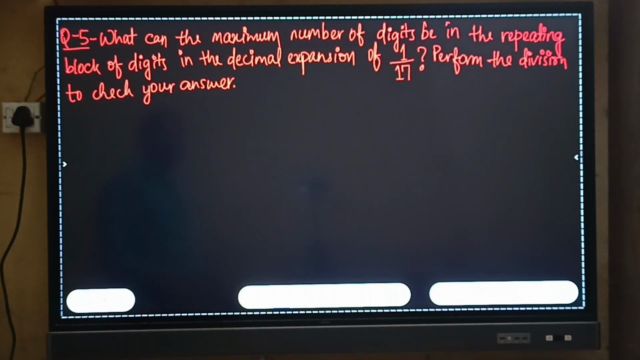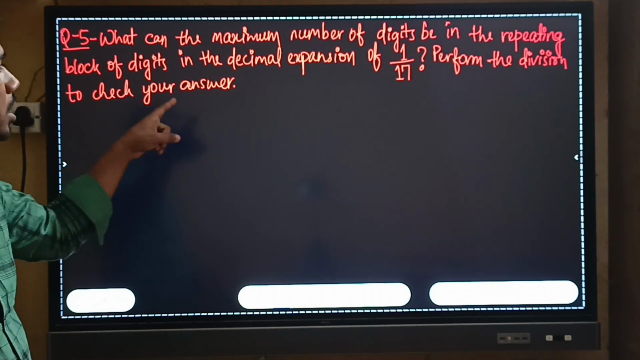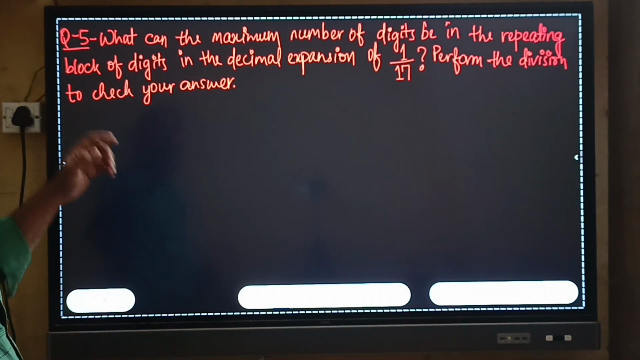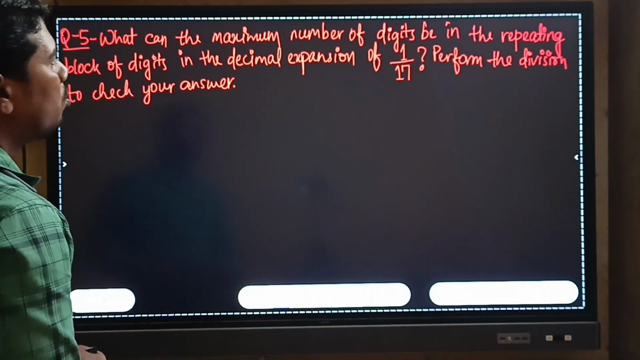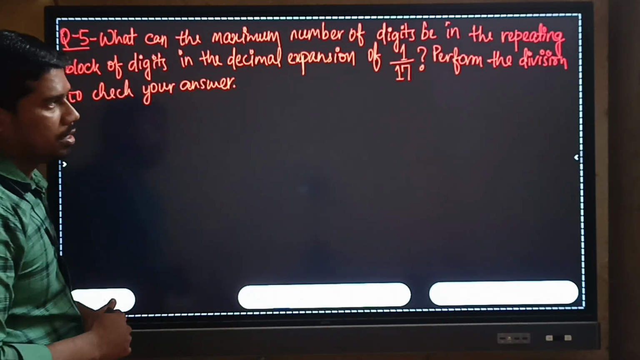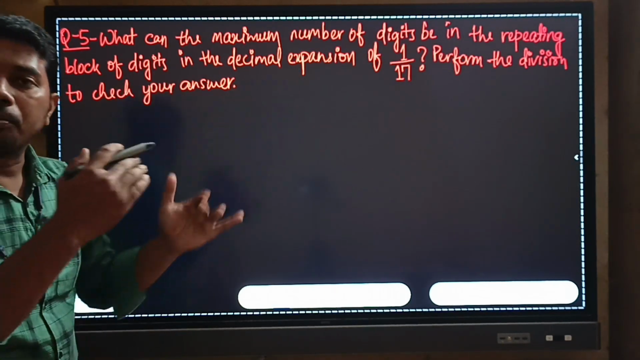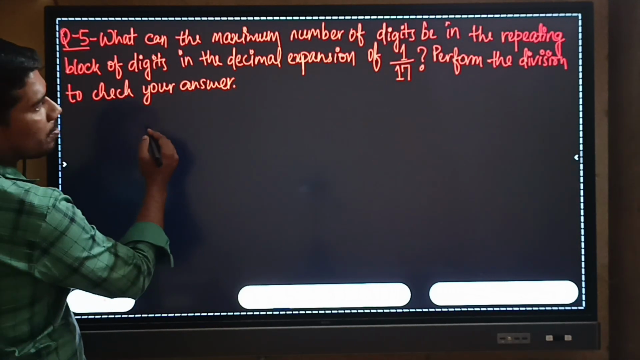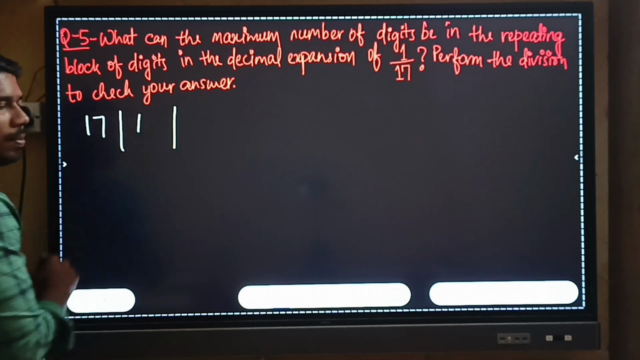Okay. Next question is question number 5. What can be the maximum number of digits in the repeating block of digits in the decimal expansion of 1 upon 17? Perform the division to check your answer. So it is a very easy question but a very long question. So we have to represent 1 upon 17 in the form of decimal. So what can be the maximum number of digits? After how many digits will it repeat? So let's see here. It will take much more space. 1 upon 17 means we should divide 1 by 17.